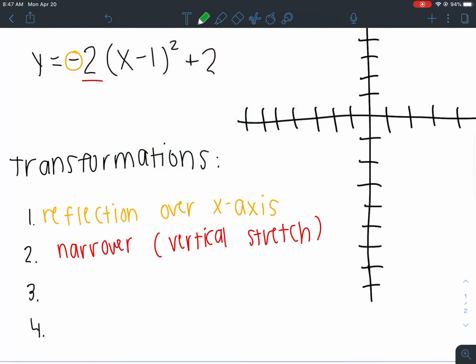Okay, the next number that I see is the -1. Well, -1's on the inside of the parentheses, and if it's inside, I know it's shifting side to side. The question is, is it shifting to the left one or to the right one? Now remember when I said if it's inside the h, it's always opposite from what you think. So even though it's a -1, it's actually moving to the right 1 unit. Okay, it's opposite of what you think. If it was +1, then it would be to the left one.